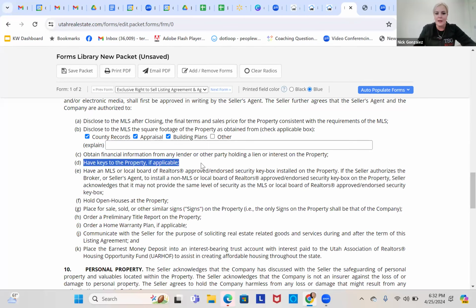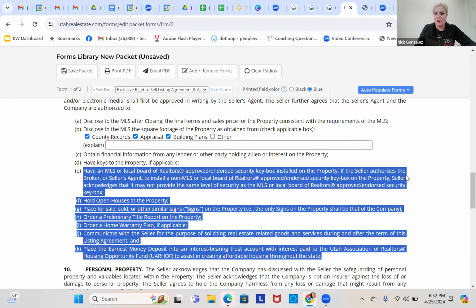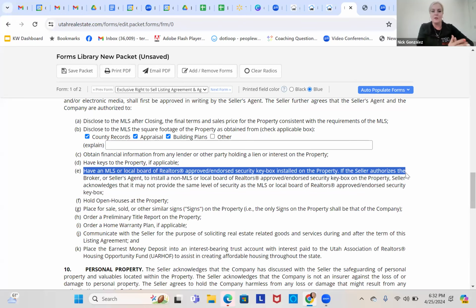Letter D actually says that we will obtain a key to the property. So right then and there, I will ask them, do you have an extra key that I can take? The key is going to go into an MLS or board approved security lockbox. So I really want to make them feel comfortable with the fact that we use secure lockboxes. Nobody can enter the property without a realtor, and all realtors are background checked and fingerprinted to get access to the key that's going to let them in.